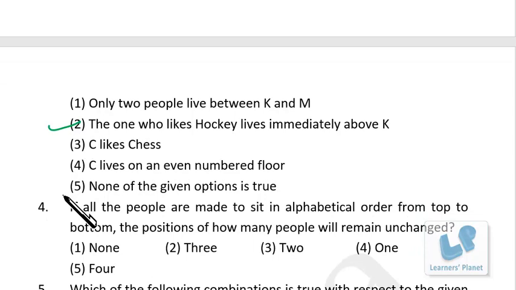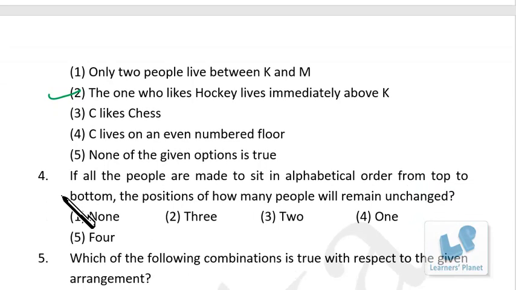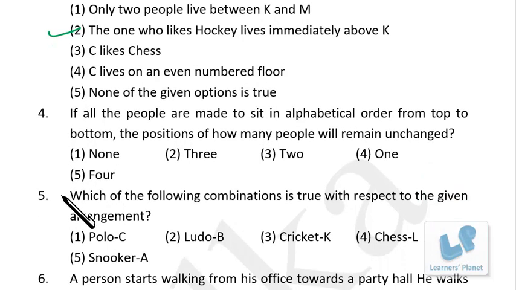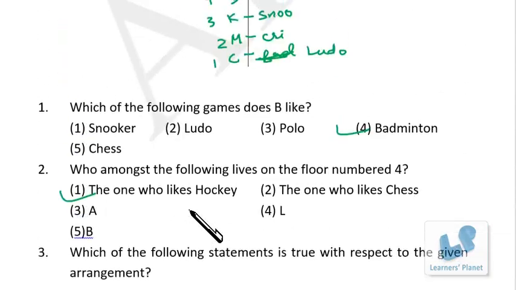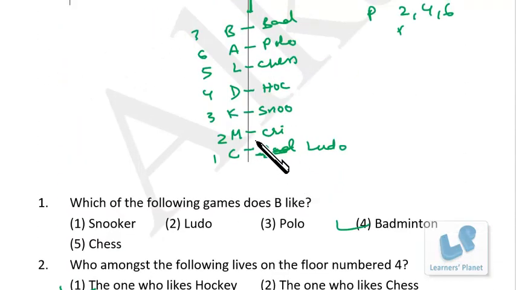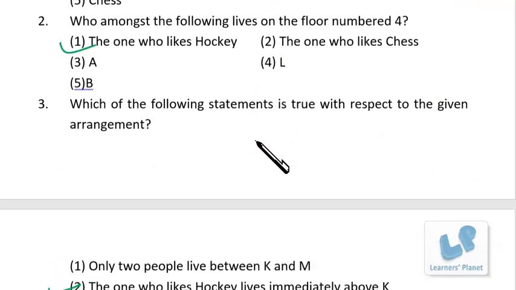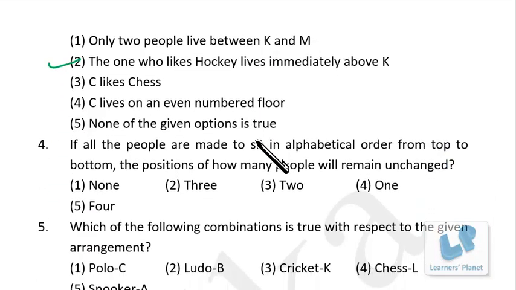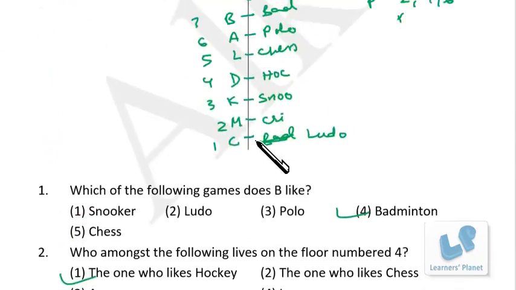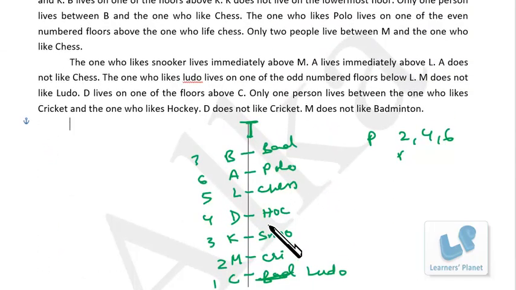If all the people are meant to sit in alphabetical order from top to bottom, the position of how many people will remain unchanged? All these questions, I think you can now try on your own. Which of the following combinations is true? Once you are clear with this arrangement, then all the questions can be answered very easily. There are 5 questions. If you take just 3 to 4 minutes to make this arrangement, in the remaining 1 minute you can answer all the 5 questions. So in all, this set of problems should not take more than 4 to 5 minutes precisely.